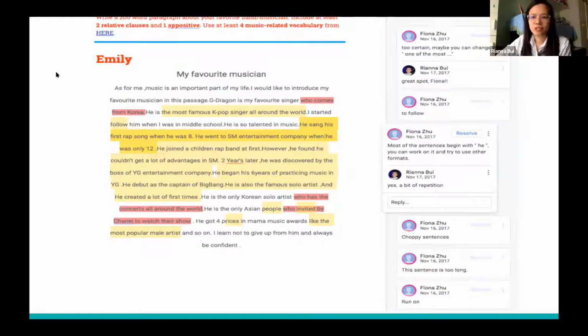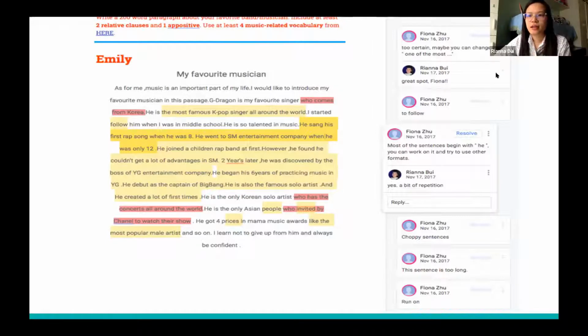So what I've got is here. You can see on the screen, this is my student. She's not quite excellent, but I'd like to take it as an example because she tried to demonstrate what she has used in her writing. For example, I asked one of the students to highlight the relative clauses that I have included. So you can see here, G-Dragon is my favorite singer who comes from Korea. Also, who has concerts around the world. And who invited Chanel to watch that show.